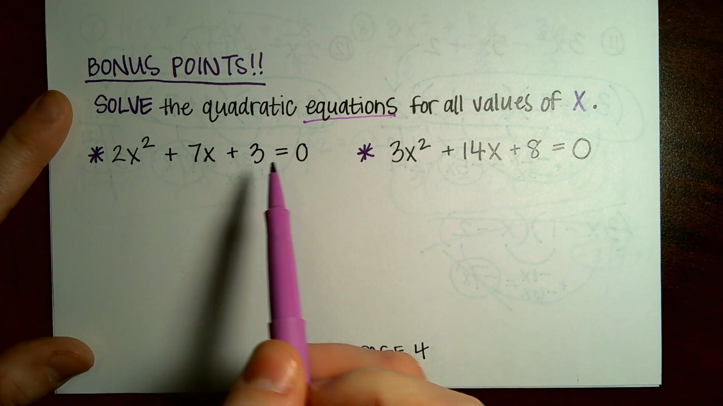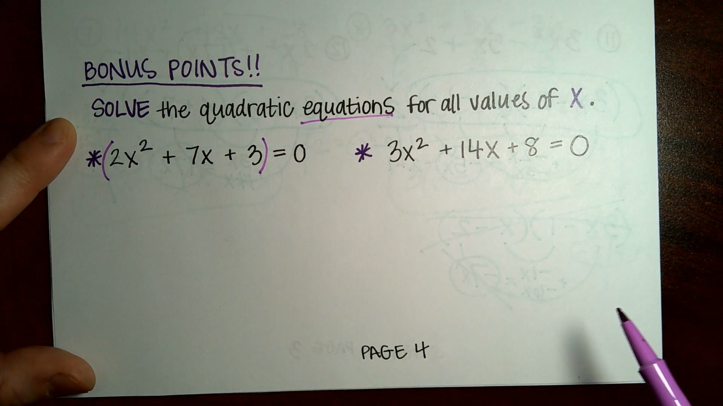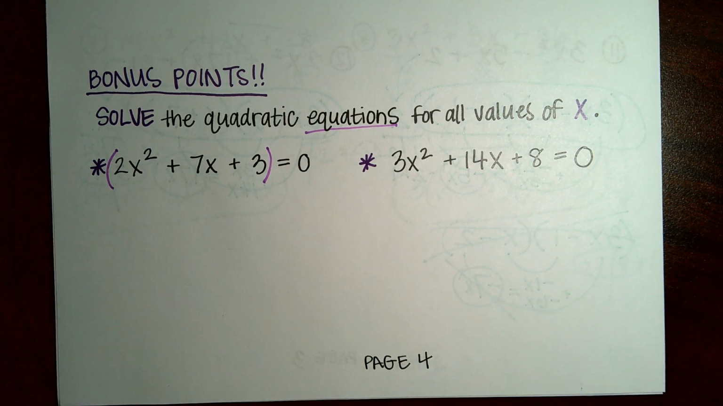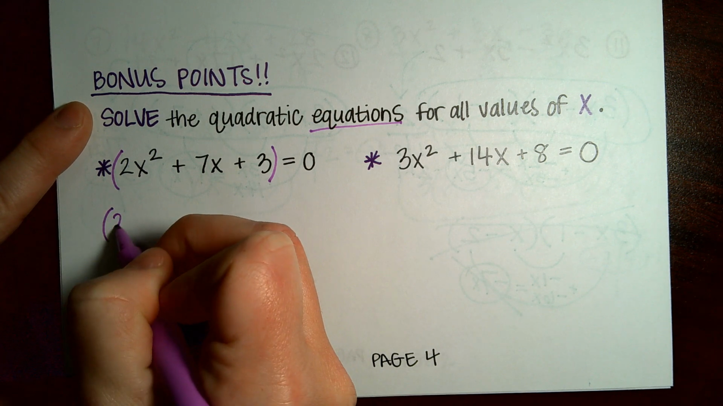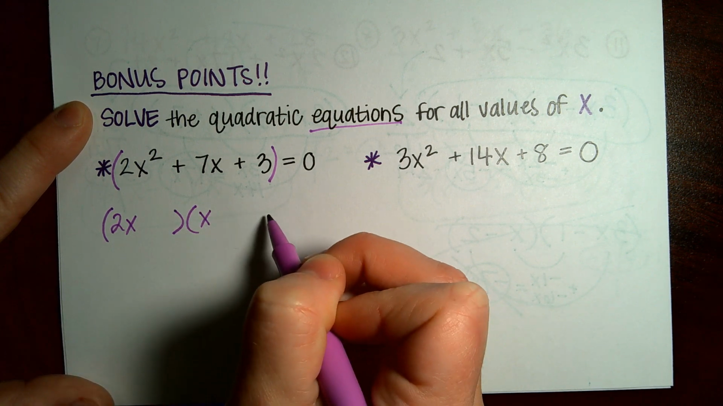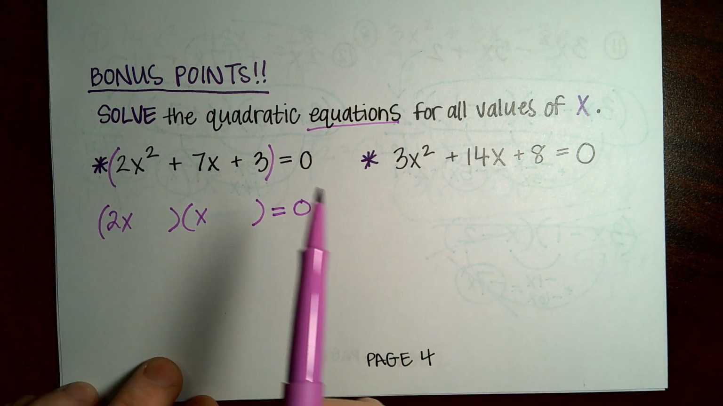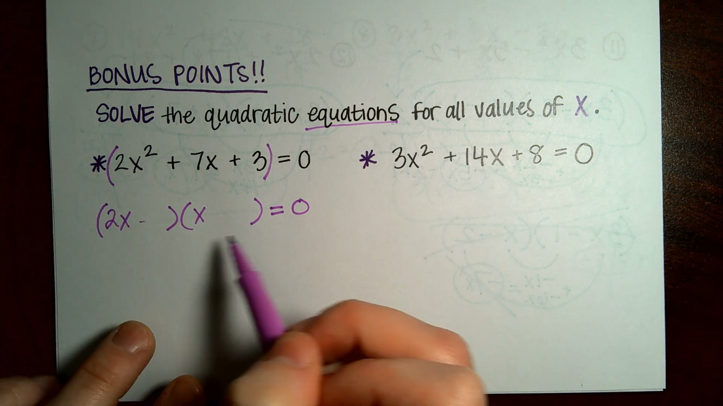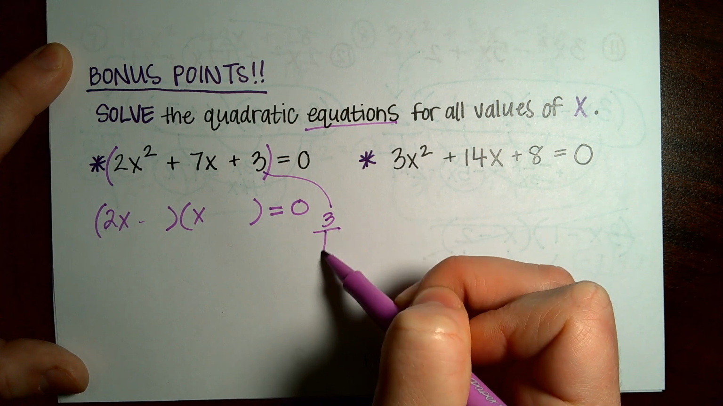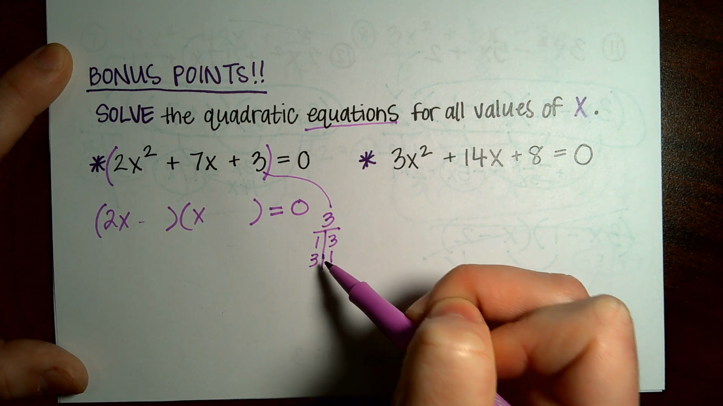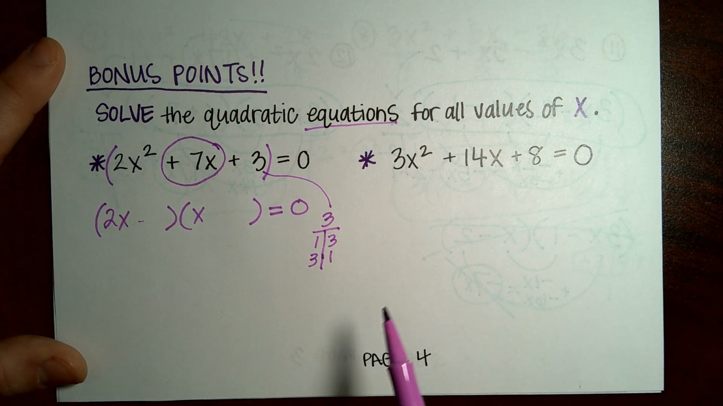So the first thing we're going to do is we're just going to factor this side of our equation like we normally would. So let's factor this. Is there a greatest common factor here? No. So I know my answer is going to be 2x and x. And this time it'll be equal to 0. I want to bring that down. So how am I going to figure out what goes in there? Find your factors of 3, which are 1 and 3 or 3 and 1. And I need them to add up to 7x.